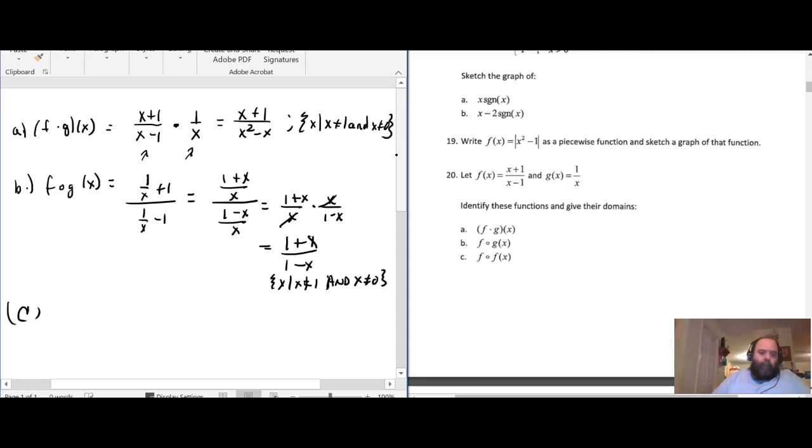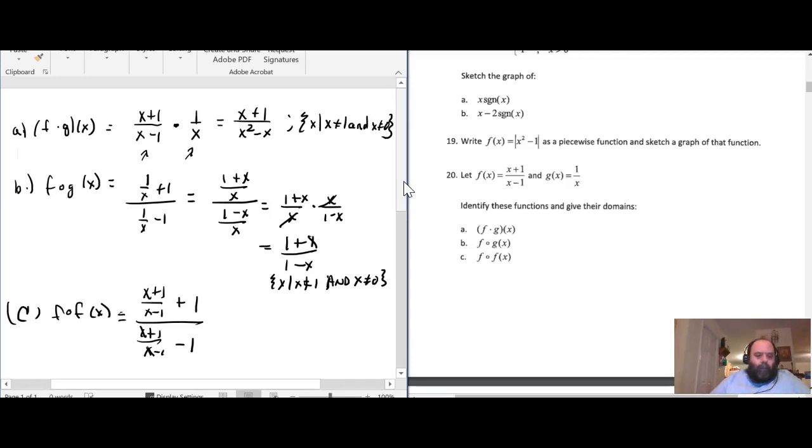Let's look at C. C does f composed with itself. So I think this time we're only going to have a domain restriction on 1, but we'll take a look at why that is. So this is x plus 1 over x minus 1, which gives me a restriction at 1, plus 1 over x plus 1 over x minus 1 minus 1. So the only domain restriction I'm going to have here is when x is 1.